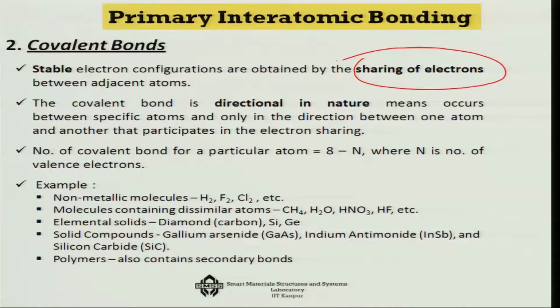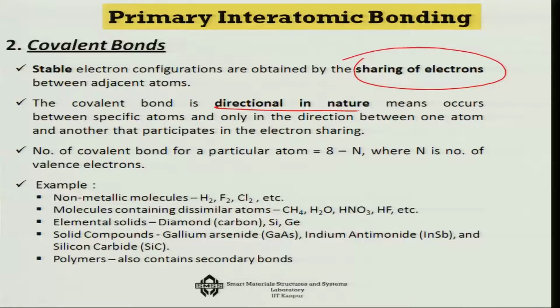Okay. So, naturally this sharing cannot happen from any direction. This is actually directional in nature. Covalent bond is directional in nature. So, that means the materials which show high covalent bonding can also show anisotropy in principle, and the number of covalent bonds in a particular atom depends on 8 minus n, where n is the number of valence electrons in the valence shell; that many electrons the atom has the capability to absorb into the system.